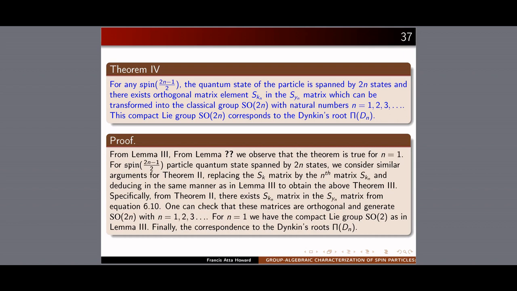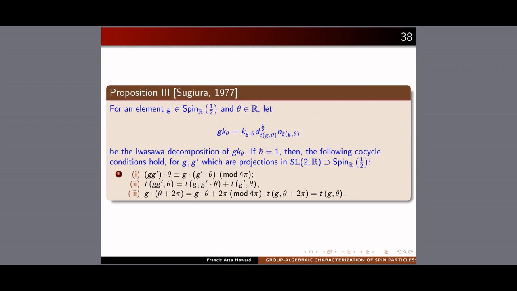And the SO2n corresponds to the Dynkin roots, which is the D_n roots in the Cartan root systems. Now, from this, we have.